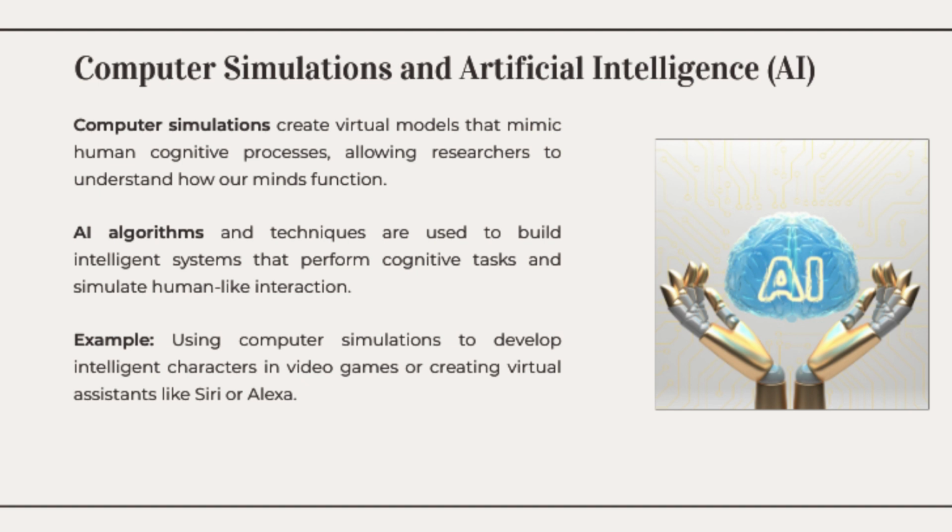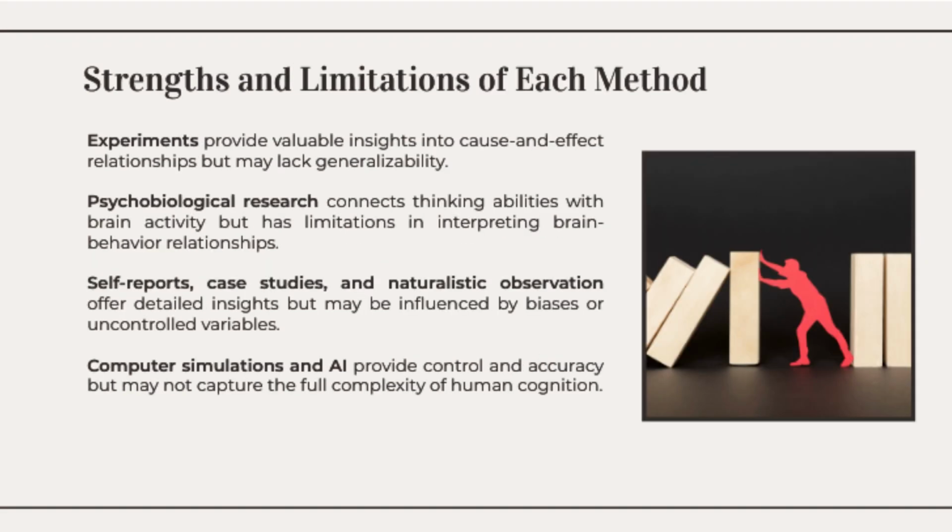However, it's important to acknowledge that computer simulations and artificial intelligence have their own limitations. While they can simulate certain aspects of human cognition, they may not capture the full complexity and richness of real human thought processes. Additionally, the models and algorithms used in simulations and AI systems are only as accurate as the data and assumptions on which they are based.